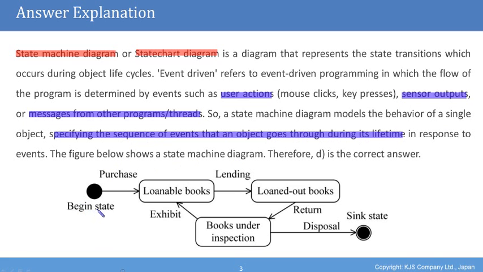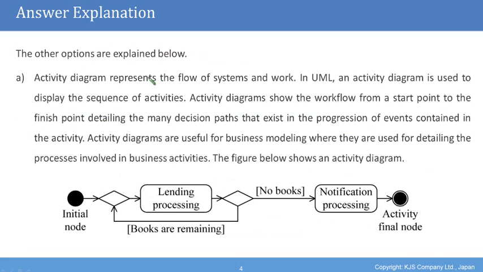Begin state at the start, purchase to loanable books, and they are loaned out, and books become under inspection and exhibited as loanable books or disposed if they are not of good enough quality, and that is the sink state. Therefore, D is the correct answer. The other options are explained below.